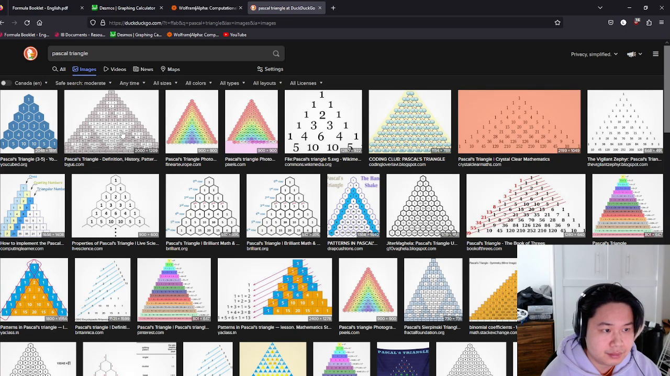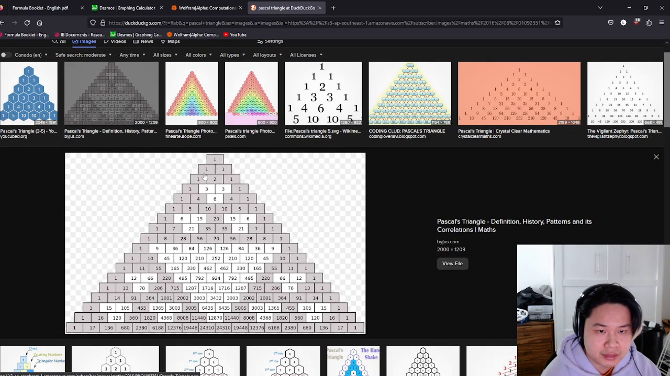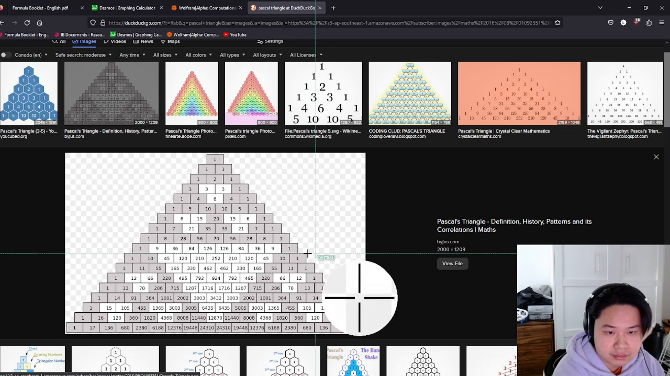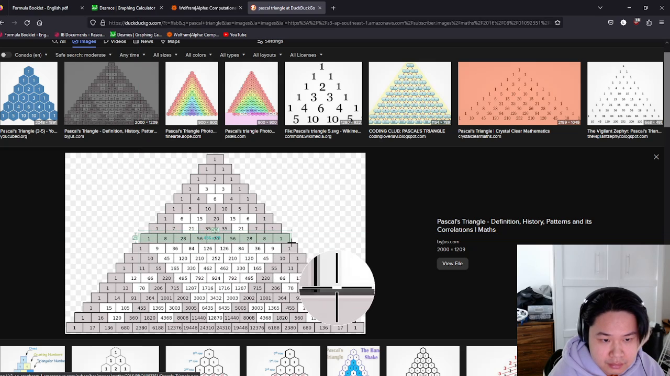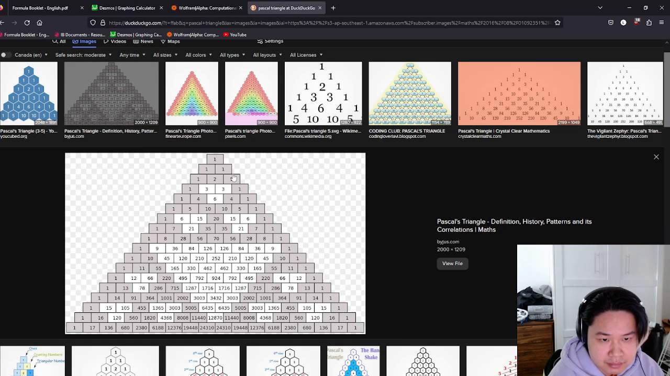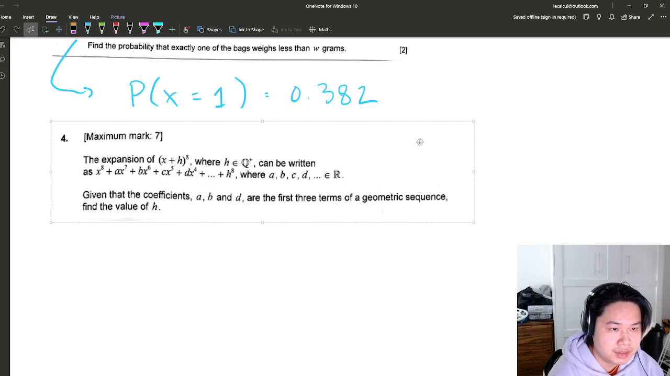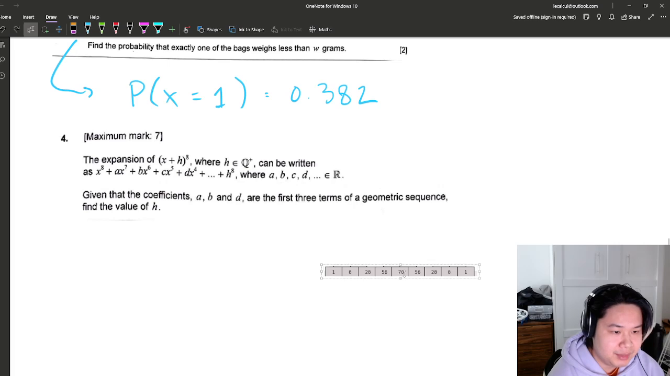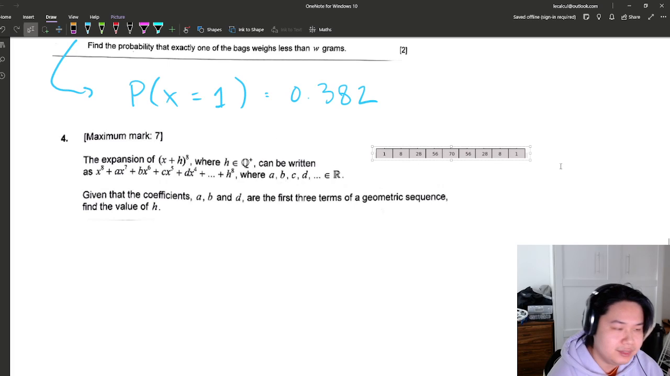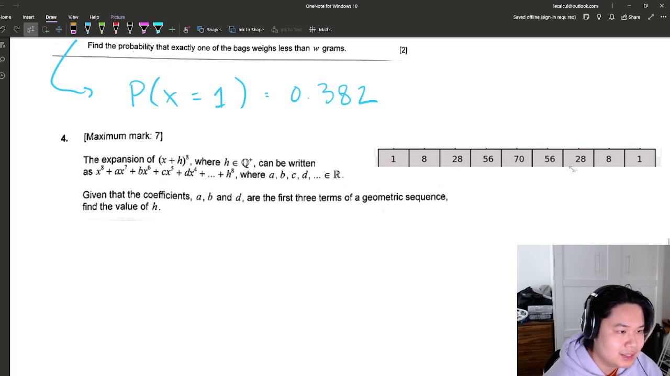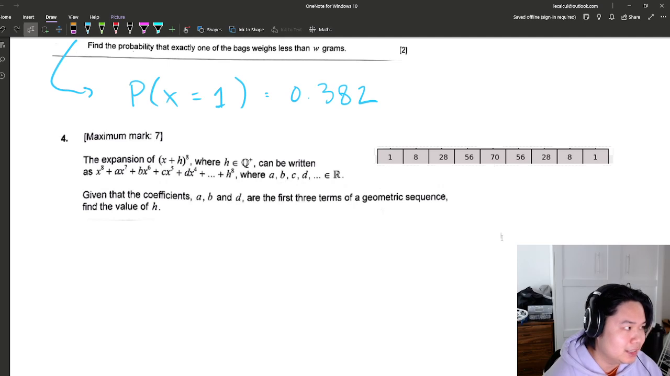So, okay, 0, 1, 2, 3, 4, 5, 6, 7, 8. This one. I think. 0, 1, 2, 3, 4, 5, 6, 7, 8. Yeah, okay. So, I mean, it's 7 marks. You could have spent, you know, a minute or two making the triangle.